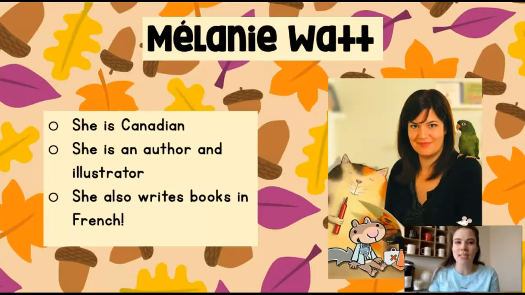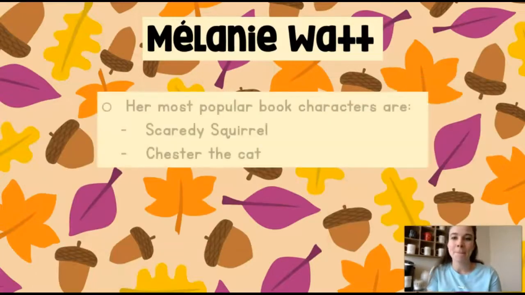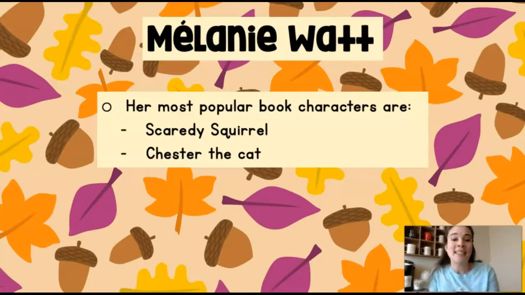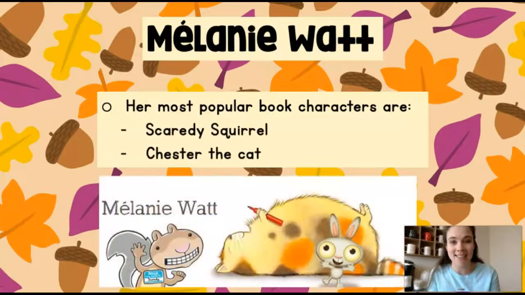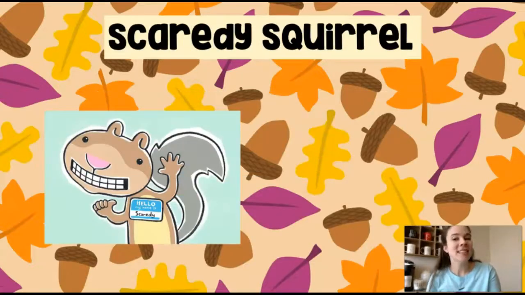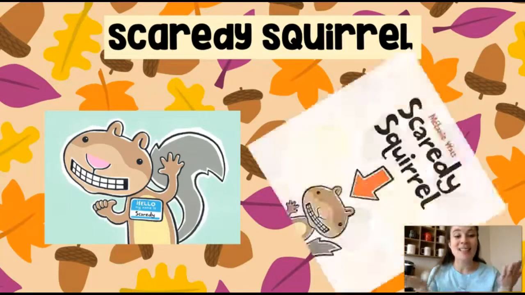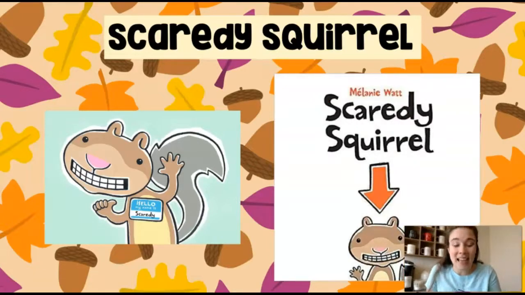I'm going to introduce you to some of the characters that Melanie uses in her stories. Her most popular book characters are Scaredy Squirrel and Chester the Cat. Here's a picture of Scaredy Squirrel, Chester the Cat with his bright red marker. This is Scaredy Squirrel. Say hello, Scaredy Squirrel. Hello. And today, scholars, I am going to be reading to you the very first book about Scaredy Squirrel, and it is called Scaredy Squirrel. So stay on and enjoy as I read the story to you.